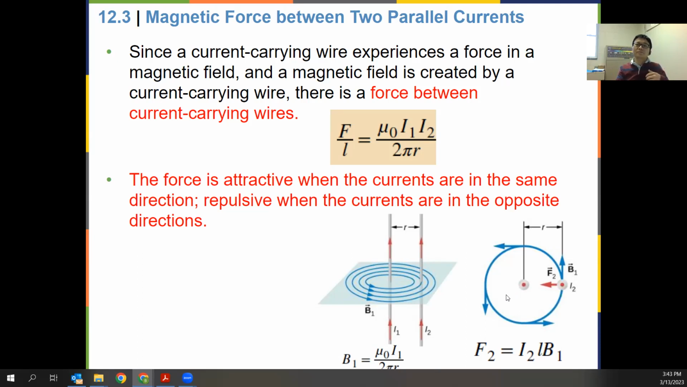Okay, so this is a top view. So for the two current carrying wires, if the direction of currents are parallel to each other and in the same direction, then the force will be an attractive force. If you flip one of the currents in the other direction, then the force will become repulsive. So the same direction for the current, attractive force; opposite, and it becomes repulsive.